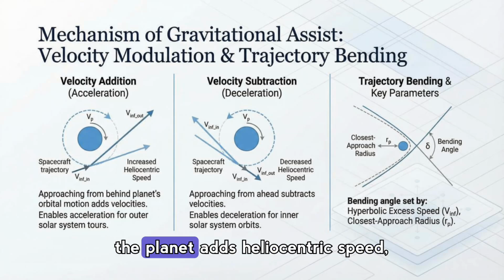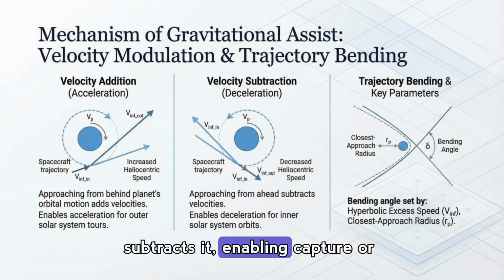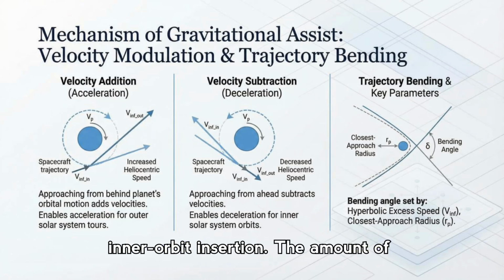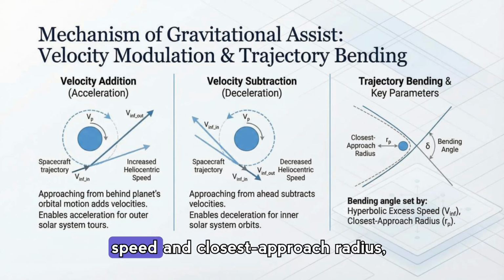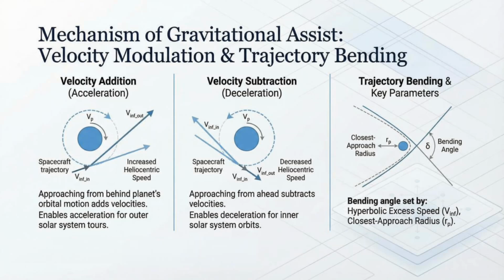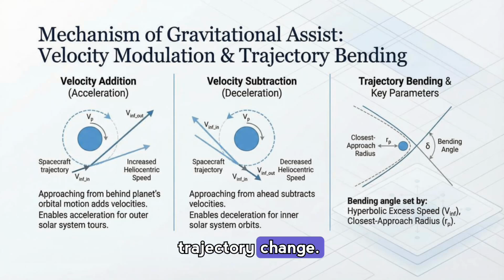Approaching from behind the planet adds heliocentric speed, while approaching from ahead subtracts it, enabling capture or inner orbit insertion. The amount of bending is set by hyperbolic excess speed and closest approach radius, so mission planners adjust those parameters to produce the desired trajectory change.